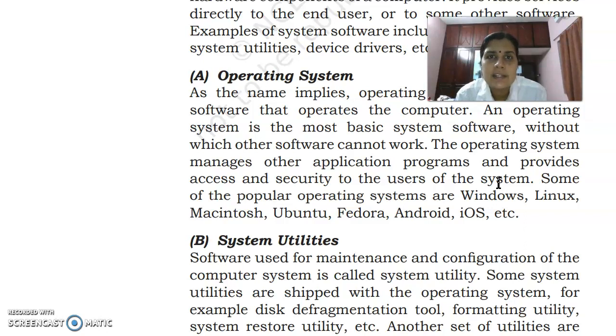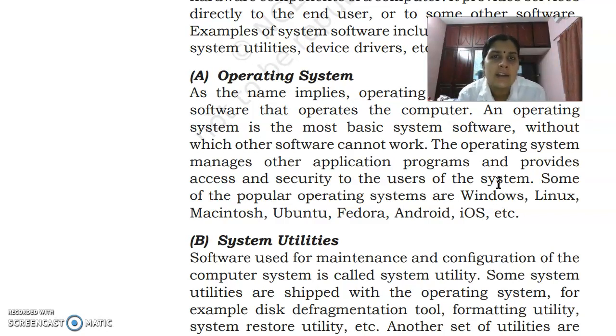That means by using our operating system, either it is Android or Windows, no problem. By using this operating system, other software, that means application software or application programs, are handled. For example, when we are installing some program, our operating system gives permission to the program. Only then will it be installed in our mobile or computer. So the operating system also provides security to the users.